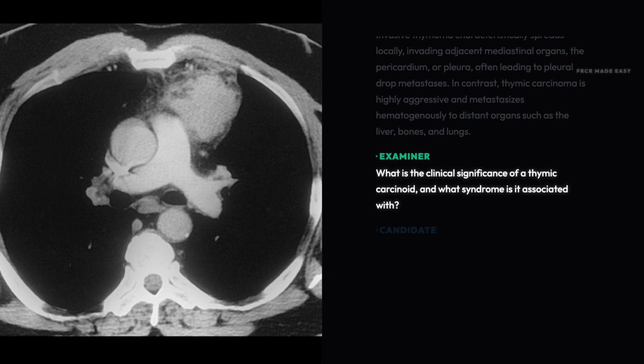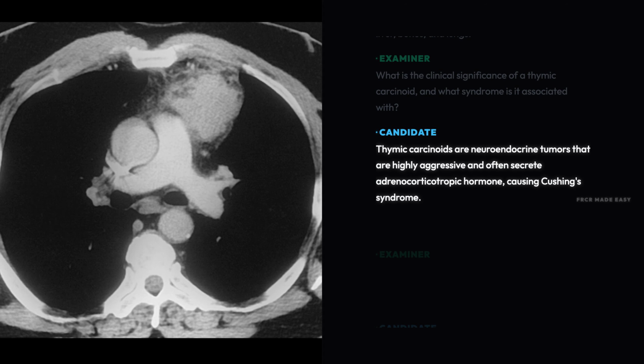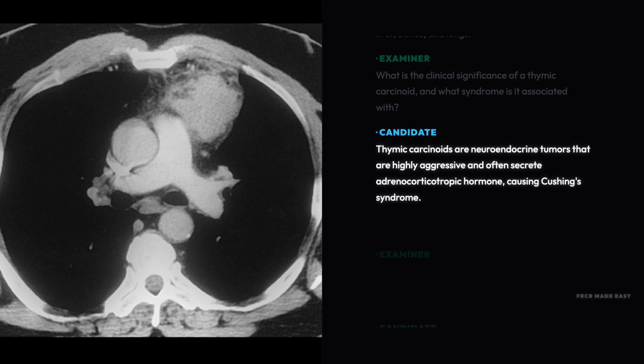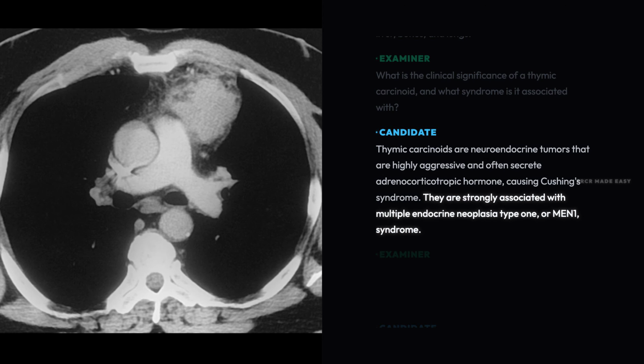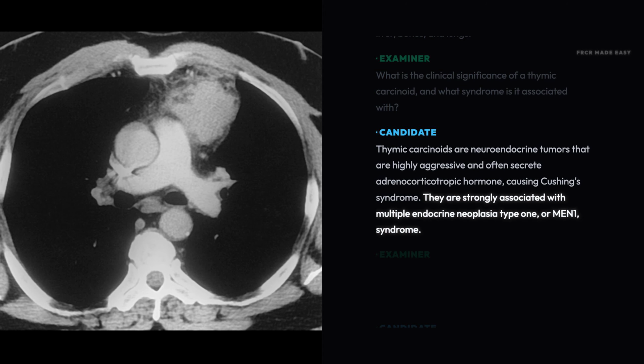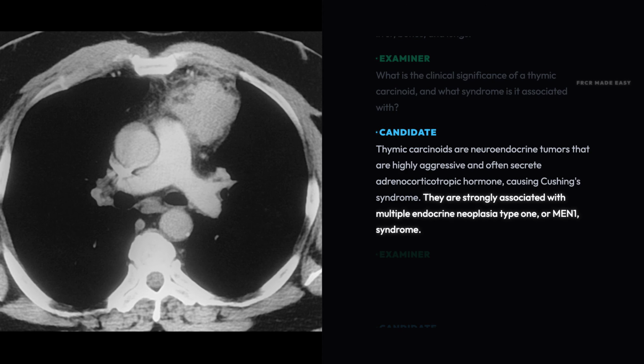What is the clinical significance of a thymic carcinoid, and what syndrome is it associated with? Thymic carcinoids are neuroendocrine tumors that are highly aggressive and often secrete adrenocorticotropic hormone, causing Cushing's syndrome. They are strongly associated with multiple endocrine neoplasia type 1, or MEN1, syndrome.